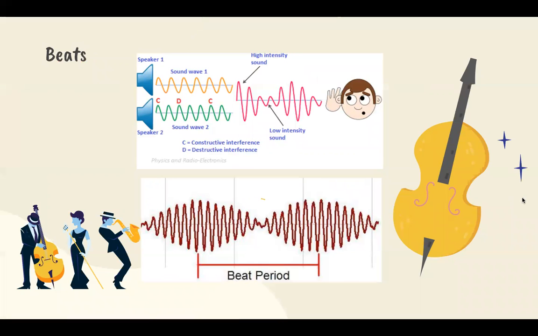So beats are a main accent or rhythmic unit in music or poetry. In physics, when two waves of different frequencies interfere, the waves cycle between constructive and destructive interference, which creates a beat.